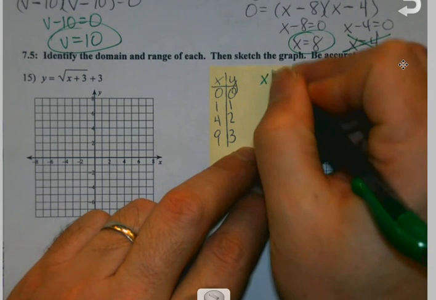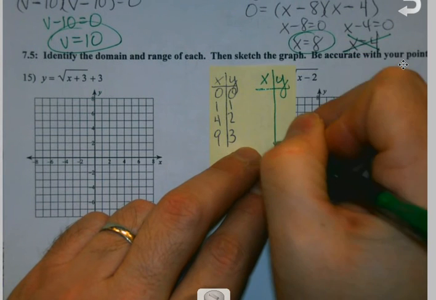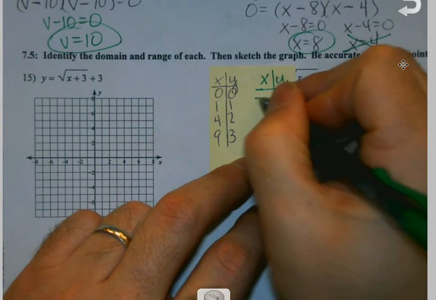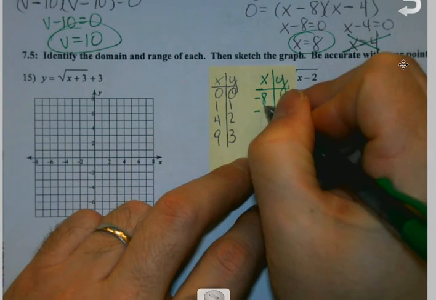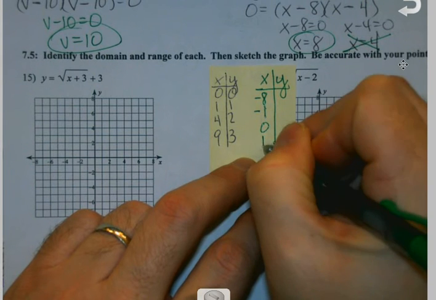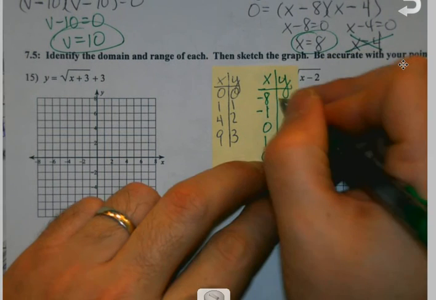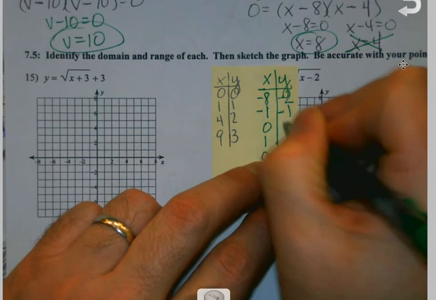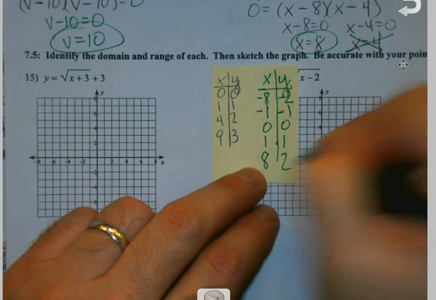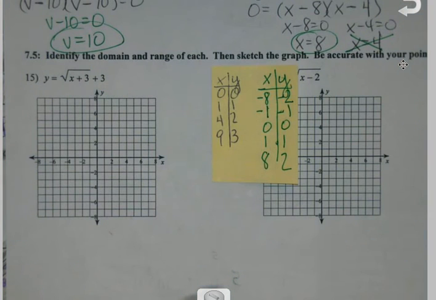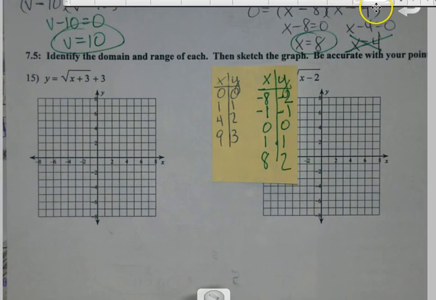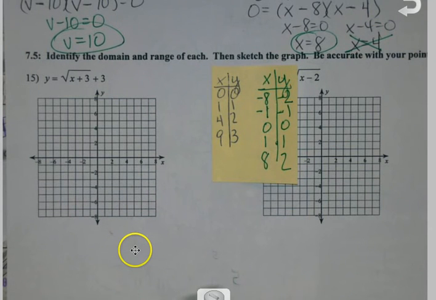When I have cubes, I have more options because cubes can go into the negatives. Now, I'm also going to mention what I mentioned when we were talking about this in class. If I have a panic moment, if I go, oh my gosh, I don't remember the base, what do I do? You still have options.